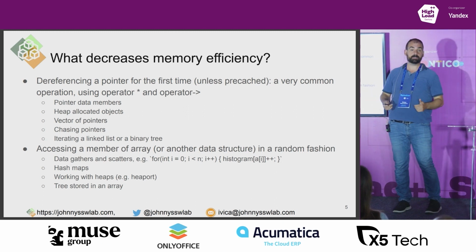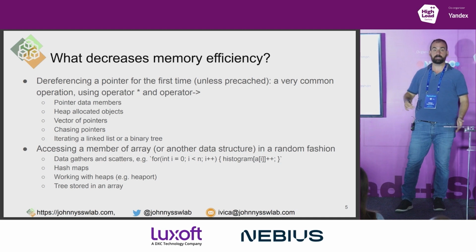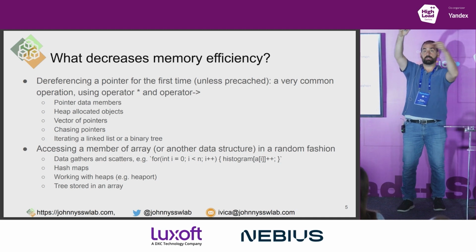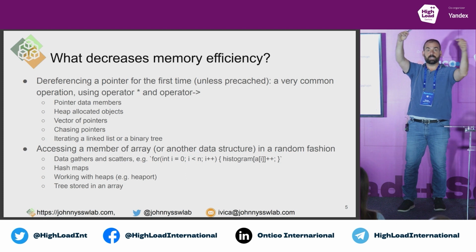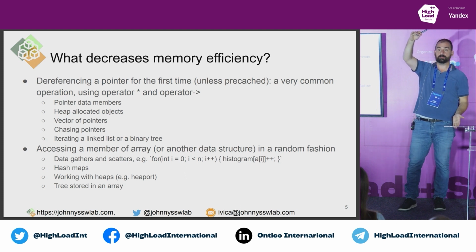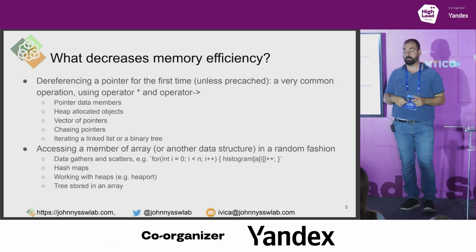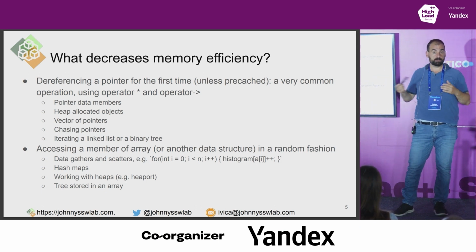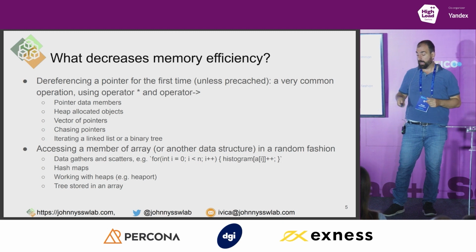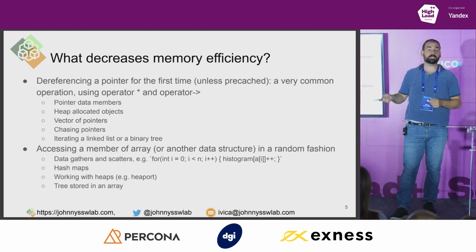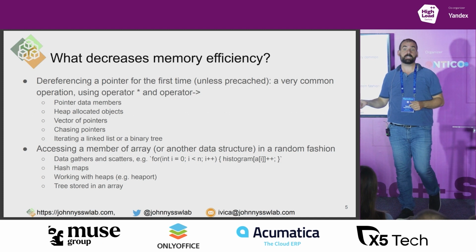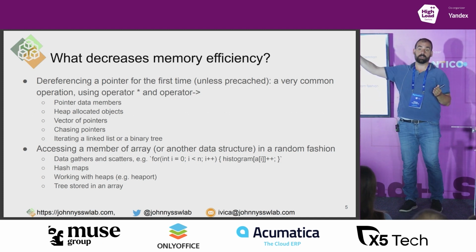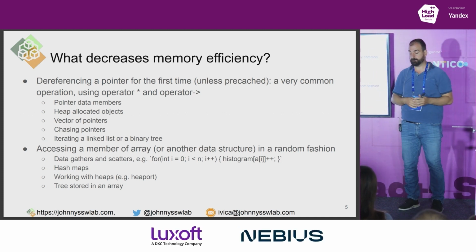It happens with hash maps. If you remember how hash maps are implemented, this is a big block of memory, but you're just randomly calculating a hash and using it as an entry to that hash map. So this is also random memory access. If you're working with heaps, like heap sort, this is also a memory inefficient algorithm. Actually, the reason why heap sort is 5 times slower than quick sort is because it's less memory efficient. Quick sort just sweeps through the array from left to right many times.